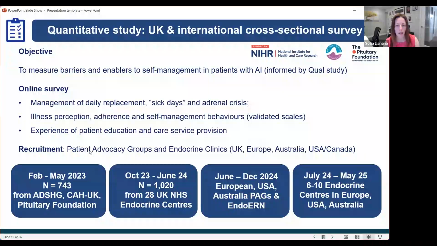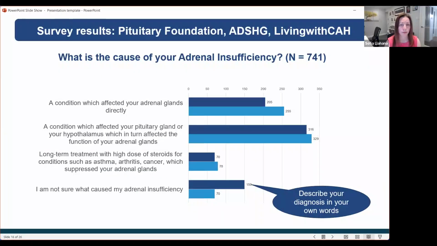It started as a study involving patients from the Pituitary Foundation, the Addison Self-Help Group, and CAH UK, but we then expanded to endocrine centers across the UK, with an incredible response, actually. We now have almost 2,000 patients in the UK who completed the survey, and we have just started a European and international arm of the study, which is ongoing. The survey from the endocrine centers has not yet completed, so I haven't analyzed that data. These are just a snapshot of data from the 743 patients from the Pituitary Foundation and the Addison Self-Help Group.